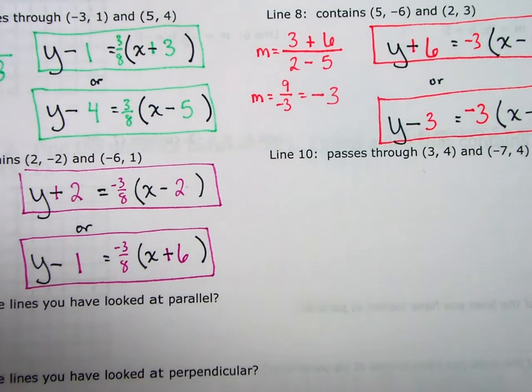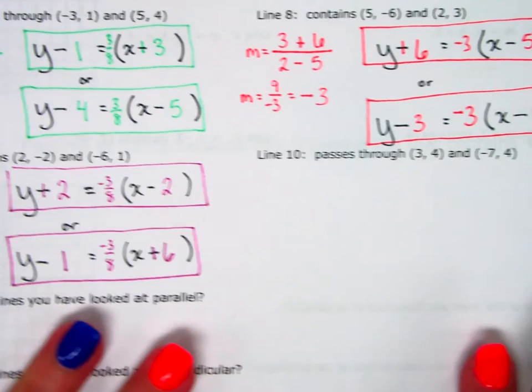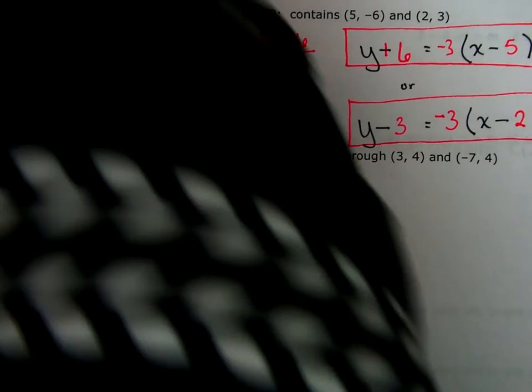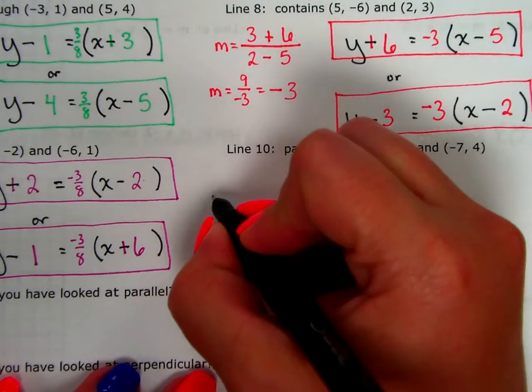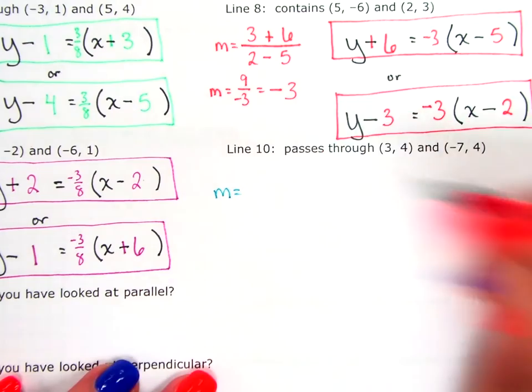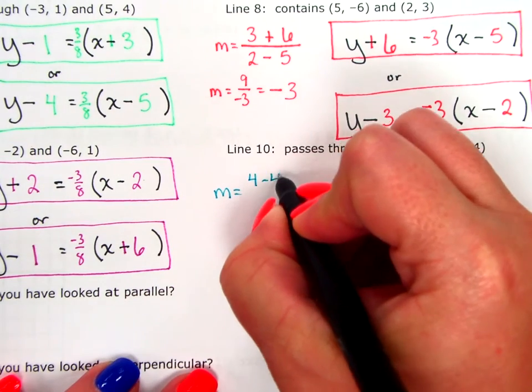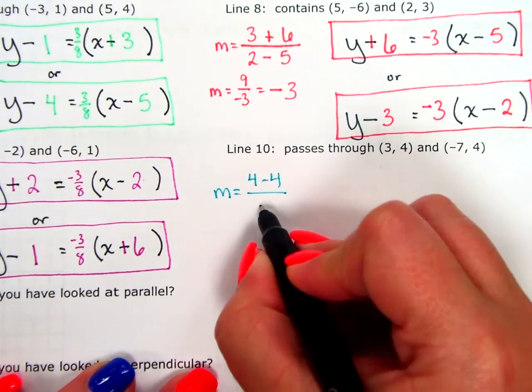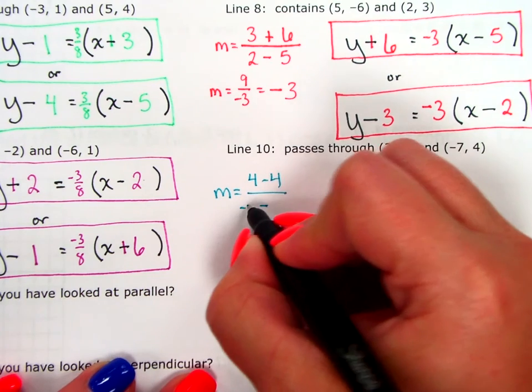We're going to do 10 together. So the first thing I have to do is find my slope. So my m is going to be, what are my y's? 4, 4, 4. So 4 minus 4 over, what goes on the bottom?